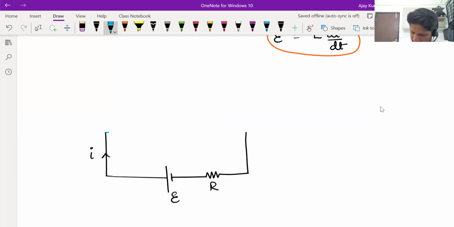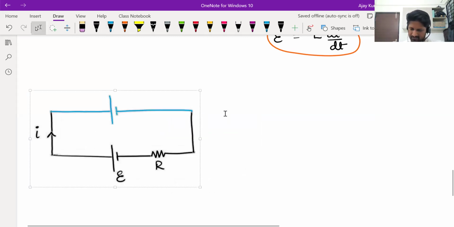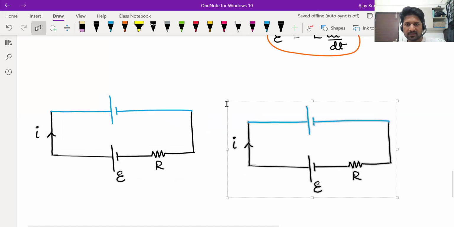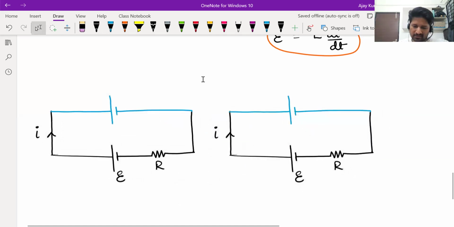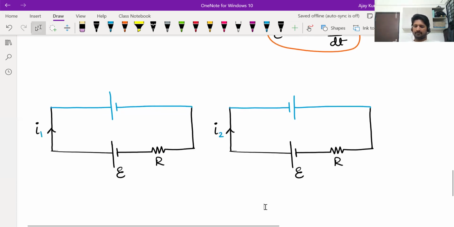So one option is positive to the left, negative to the right. Another option is negative to the left and positive to the right. Just tell me in which circuit the current will be more. Is I1 more or I2 more? Sir, I2. Okay, why will I2 be more than I1?